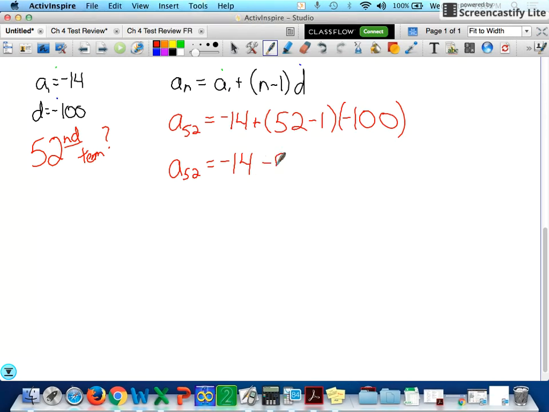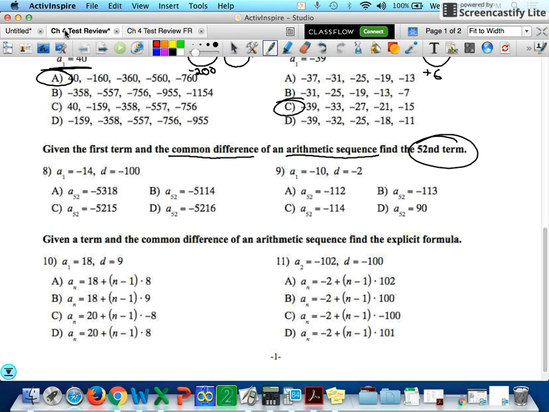So then we have minus 5100. Adding a negative 5100 is the same as subtracting 5100. So those are the same, okay? Next, we just do that math in our calculator, and it spits out that we have negative 5114. Negative 5114 would be our A sub 52. We hop back over, and there it is, negative 5114.